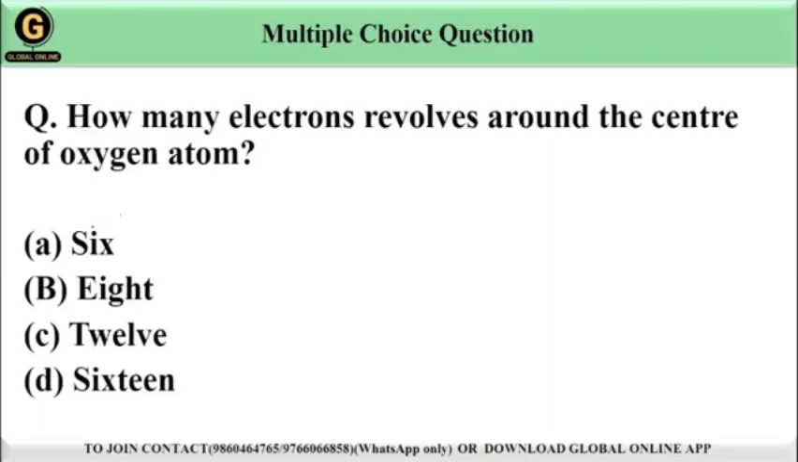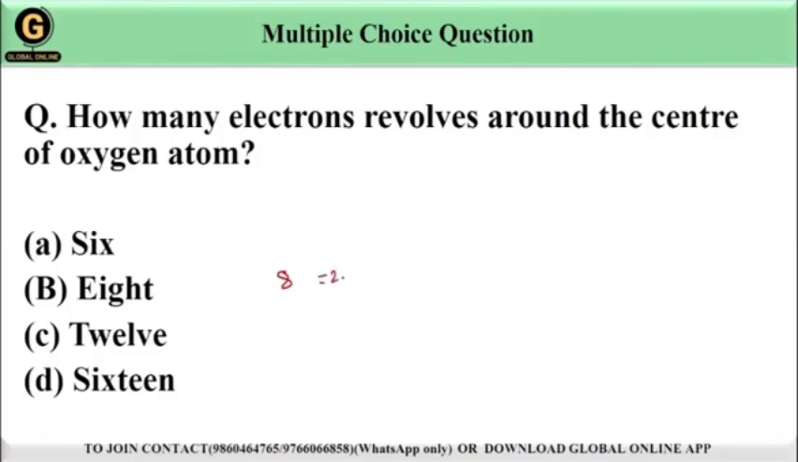How many electrons revolve around the center of an oxygen atom? Options are given: option A 6, option B 8, option C 12, option D 16. Students, oxygen has an atomic number of 8 and we know that the number of electrons is always equal to the atomic number. So an oxygen atom has 8 electrons in total, but the number of electrons that revolve around the nucleus is determined by its own atomic structure.